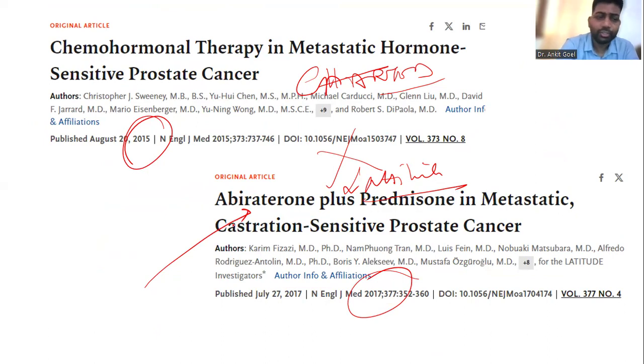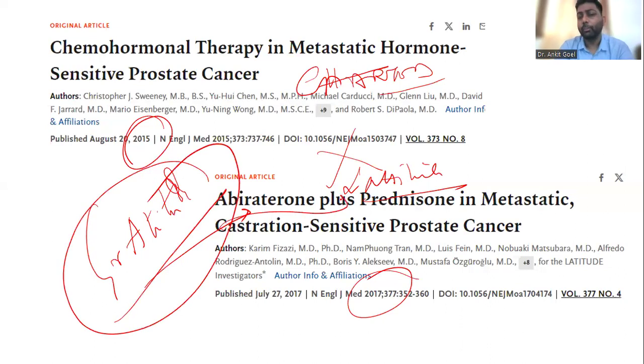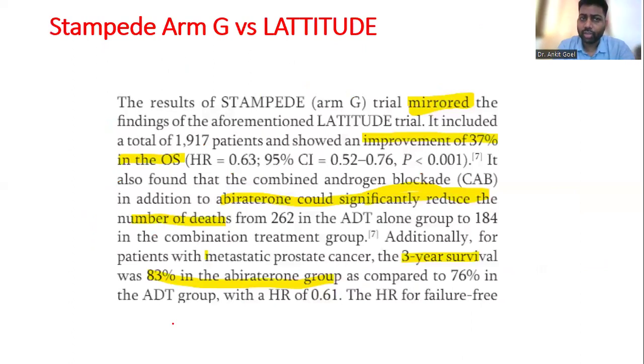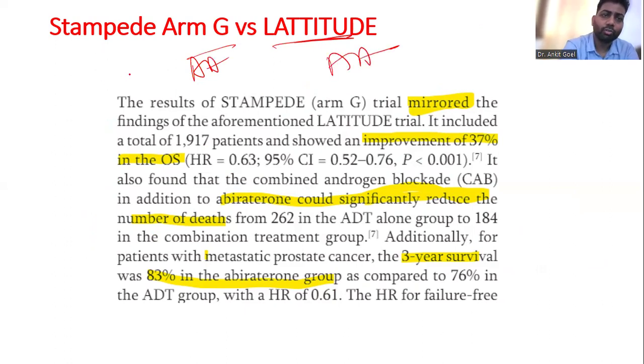Now, try to compare STAMPEDE arm G with the LATTITUDE trial. What was STAMPEDE arm G? Again, if you remember, "gratitude." Now you try to understand why we call it gratitude. We call it gratitude because we have to later compare it with the LATTITUDE trial. A is for abiraterone. STAMPEDE arm G included abiraterone, and LATTITUDE also includes abiraterone. So it is exactly the same thing.